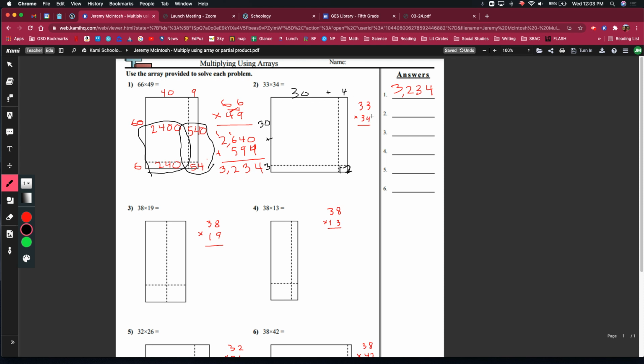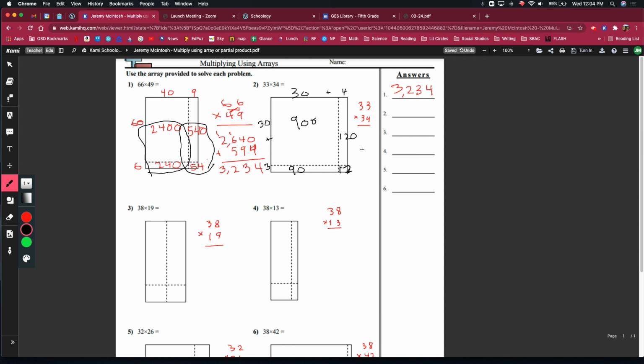And then I want to do 30 times 4. 3 times 4 is 12, so I'm going to put a 0 at the end. 30 times 4 is 120. So the 4 is done. Now I'm going to move to my 30 times 3, which is 90. 30 times 3 is 90, and then 30 times 30 is 9 with 2 zeros, so 900. So I have 900, 90, 120, and 12.